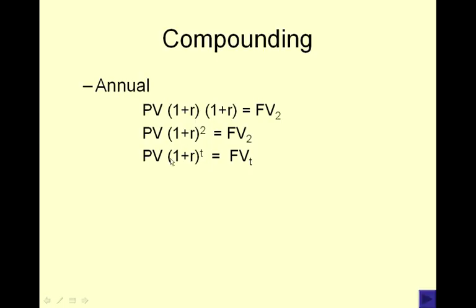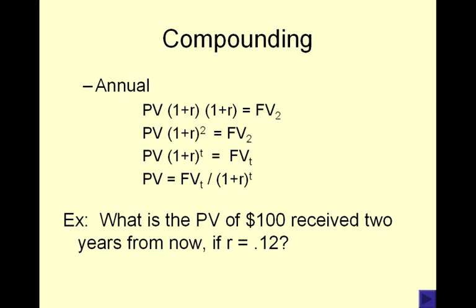Finally, we can solve this present value, future value expression for the present value. So the present value of any cash flow that might occur at the end of T years is that future value divided by 1 plus R raised to the power of T. Now let's take an example. What is the present value of $100 received 2 years from now if the discount rate is 12%?